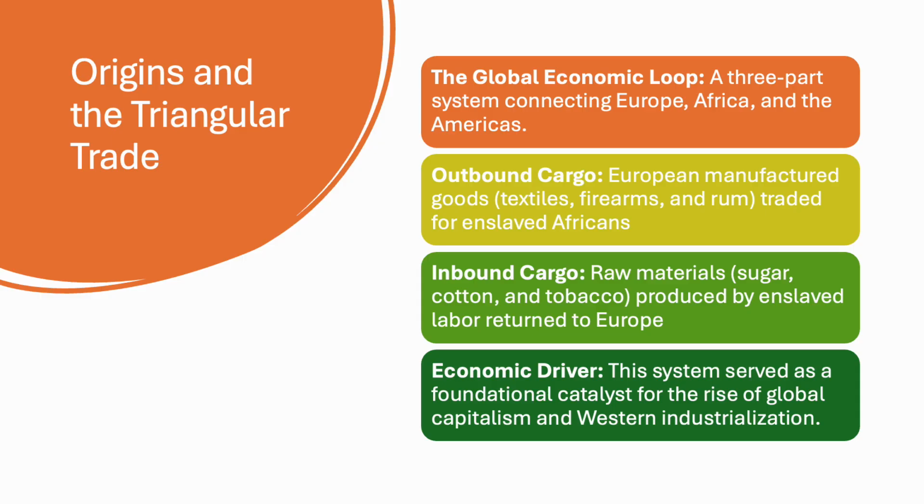The triangular trade depicted in the top left of the collage illustrates the movement of goods and human beings. European ships carried manufactured goods to Africa and traded them for enslaved people, transported those individuals to the Americas, and returned to Europe with colonial raw materials like sugar, tobacco, and things like cotton. This system was the largest forced transoceanic migration in human history.